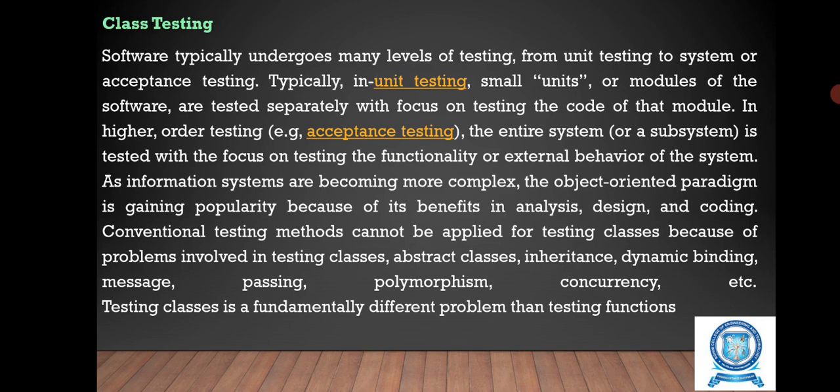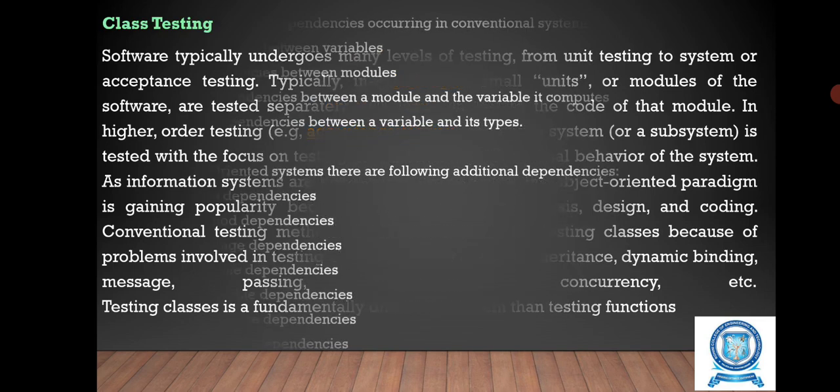As information systems are becoming more complex, the object-oriented paradigm is gaining popularity because of its benefits in analysis, design, and coding. Conventional testing methods cannot be applied for testing classes because of problems involved in testing classes, abstract classes, inheritance, dynamic binding, message passing, polymorphism, concurrency, etc. Testing classes is a fundamentally different problem than testing functions.